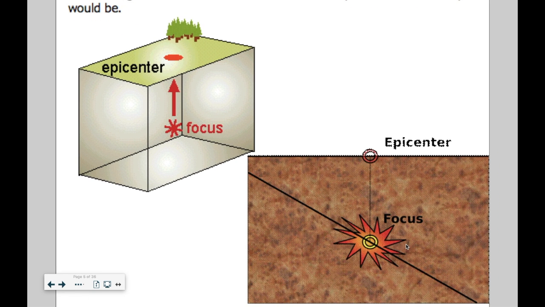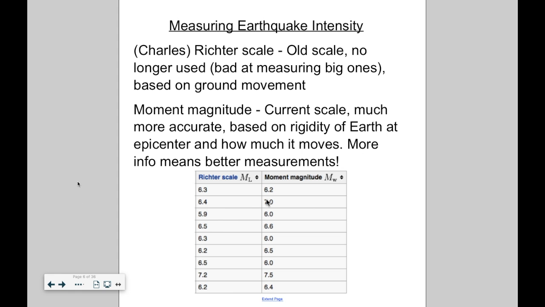Here's a side-to-side diagram where once again you can see the focus where the fault is between these two pieces of crust where they're sliding past each other, one going to the left, one going to the right, and the epicenter directly above it is where the earthquake would be felt the strongest.